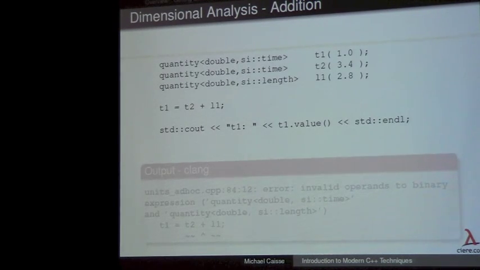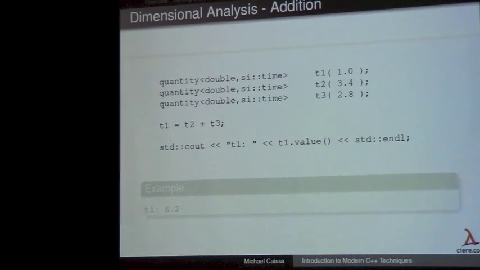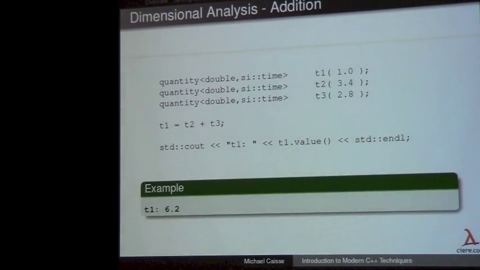All right, let's do it. So we have a time, T1, and a T2, and we have a length 1. And then I've taken T2 plus length 1, and I've assigned it to T1. And Clang tells me that this isn't going to work. Invalid operands to a binary expression, and then it tells me a little bit about it: quantity time and quantity length. It doesn't know what to do. One of them's a time, one of them's a length. So I've done nothing else, and the compiler's already being very nice and telling me a lot of things. All right, so let's fix it. We're going to add times together, and bam, we get time. All right, so we can add.